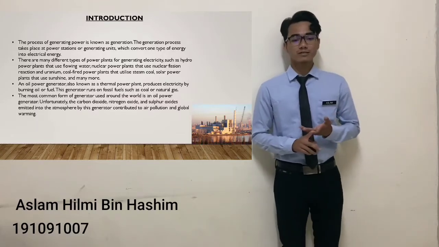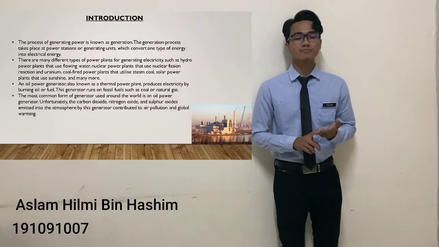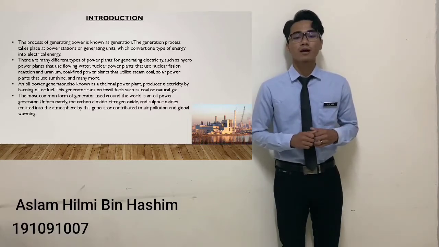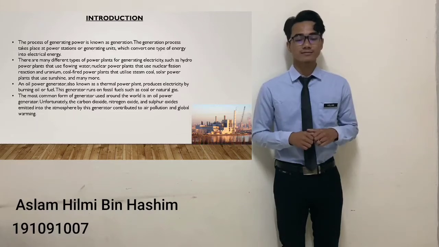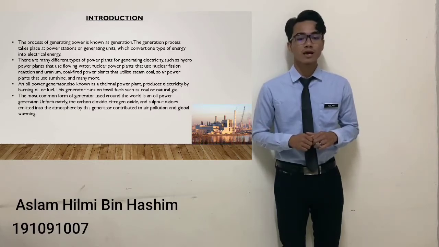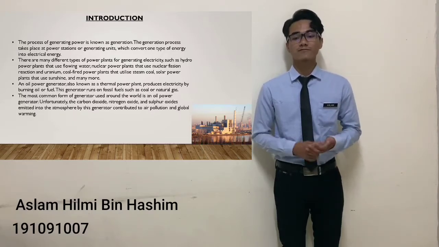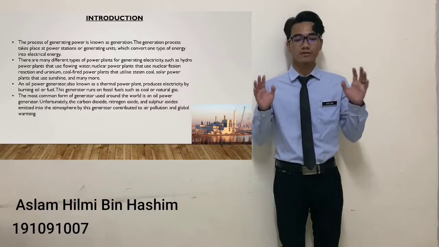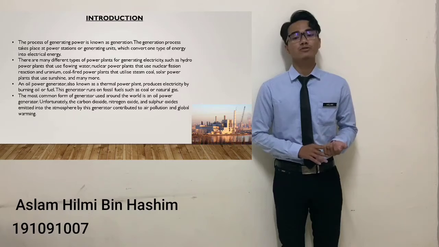And oil power generator, also known as thermal power plant, produces electricity by burning oil or fuel. This generator runs on fossil fuel such as coal and natural gas. The most common form of generator used around the world is an oil power generator. Unfortunately, the carbon dioxide, nitrogen oxide, and sulphur oxides emitted into the atmosphere by this generator contribute to air pollution and global warming.